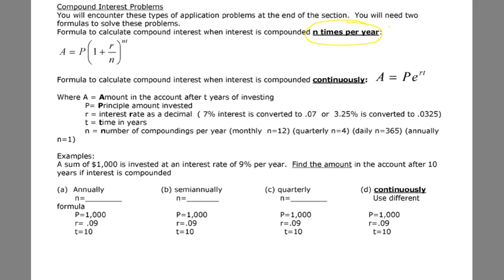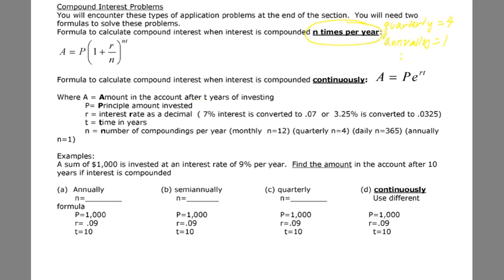N times a year means if your interest is compounded quarterly, that means 4. Annually, 1, and so on. When your interest is compounded n times per year, we use this formula, and we've described below what the different variables represent.